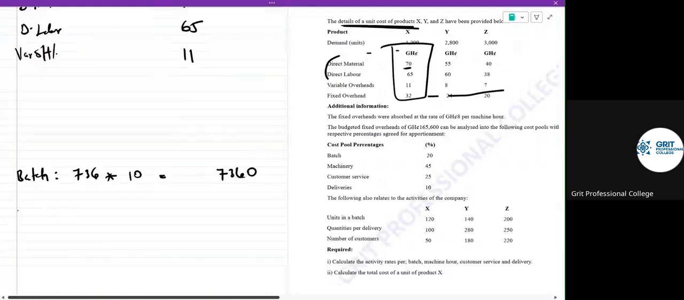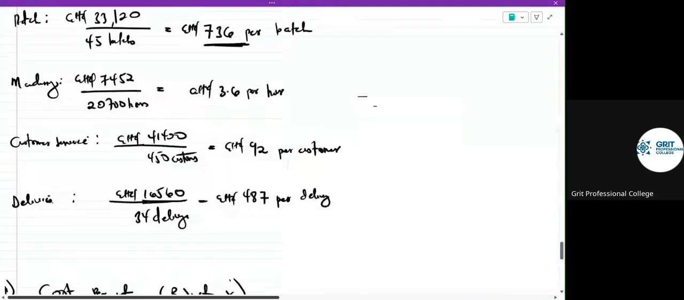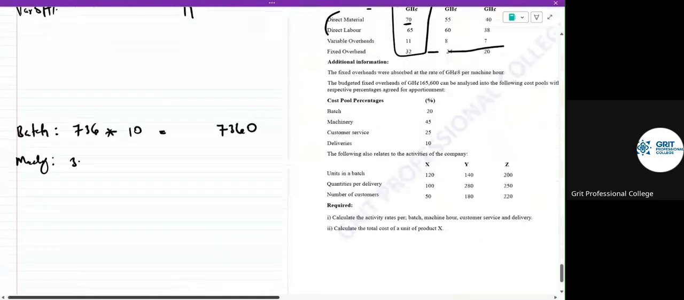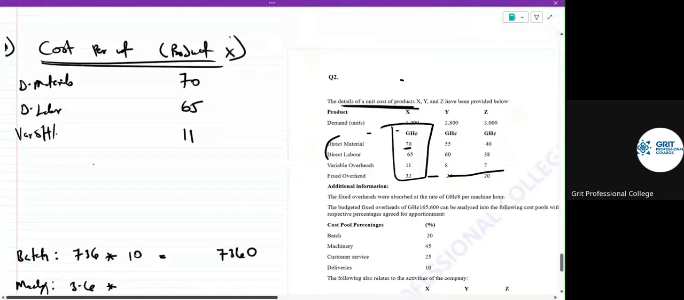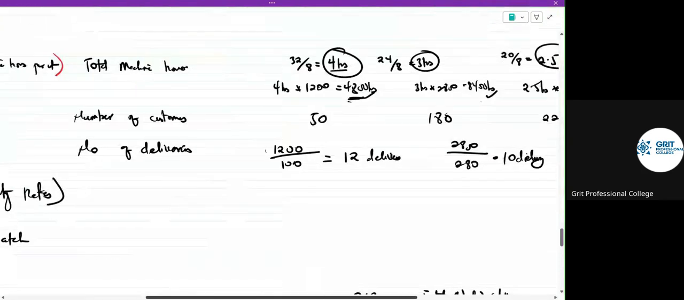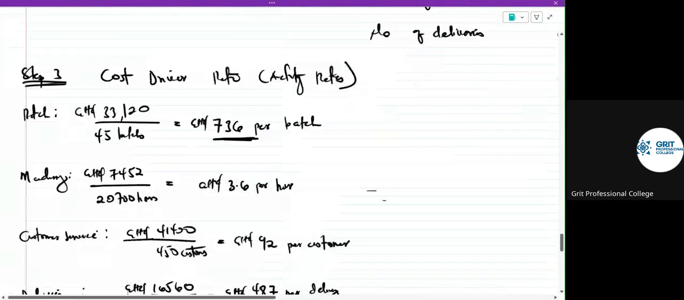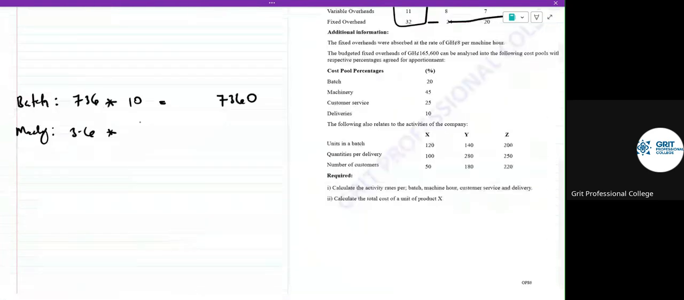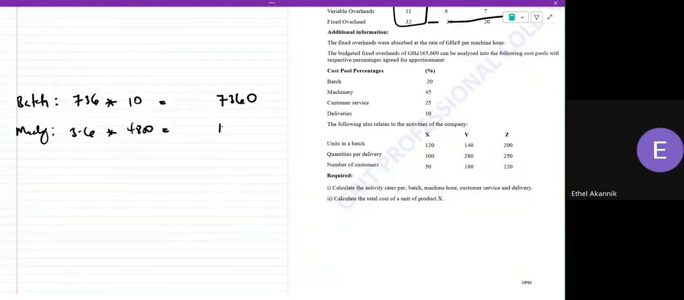So only X. Then we come to the next pool, which is machine. Okay, machinery. The cost driver rate is 3.6. What was the total machine hours required to produce all of X? It is 4,800. Okay, all right, 4,800. And how much did that give us, please? 17,280.